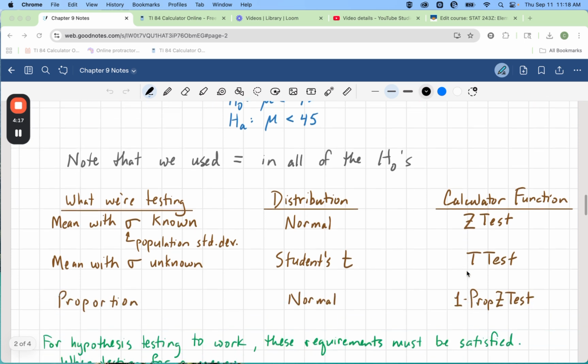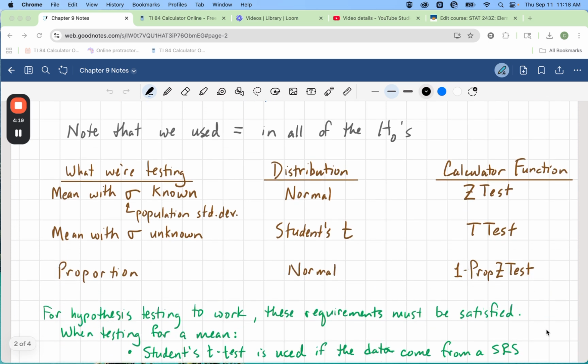So what distribution to use and what calculator function to use? If we're testing for the mean with sigma known, we use the normal distribution, and that's going to be the z-test on the calculator. If we don't know sigma, you use the student's t, from that fella that worked at Guinness, and the calculator function in that case is t-test. And if we're dealing with proportion, we use the normal distribution, 1-prop z-test.